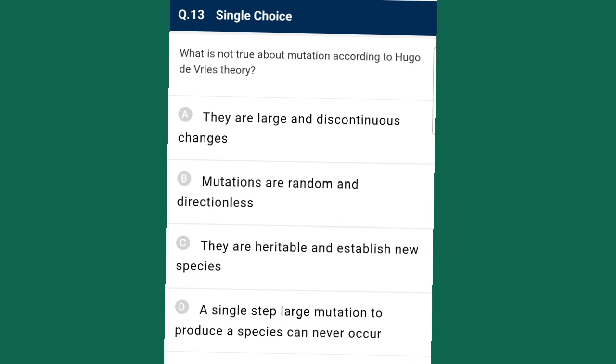Mutations are random and directionless, while Darwinian variations are small and directional. Hugo de Vries believed in saltation, that means a single step large mutation, caused the formation of species. Saltation is a single step large mutation. So the answer is option D. A single step large mutation to produce a species can never occur.